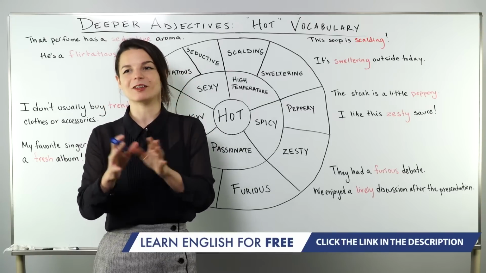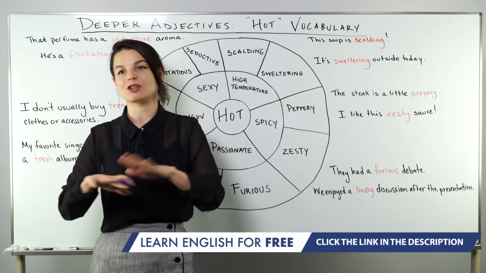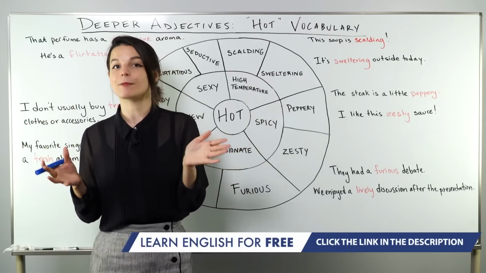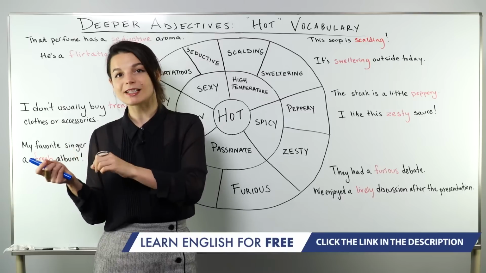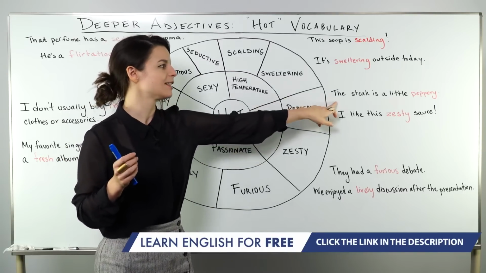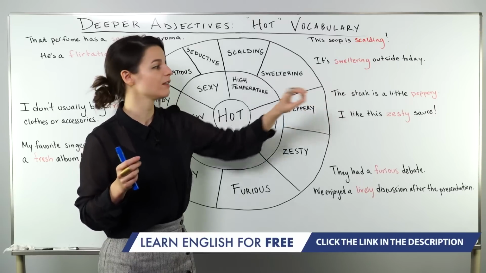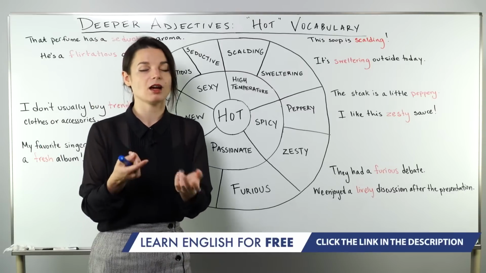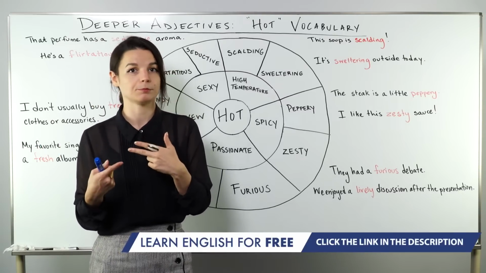So maybe you know that there are many different kinds of pepper. You can use it for red pepper, black pepper, white pepper, whatever. Peppery is something that you can use to talk about spicy flavors that come from a type of pepper. For example, the steak is a little peppery. So that means spicy, yes, and that spicy feeling comes from pepper, some type of pepper.